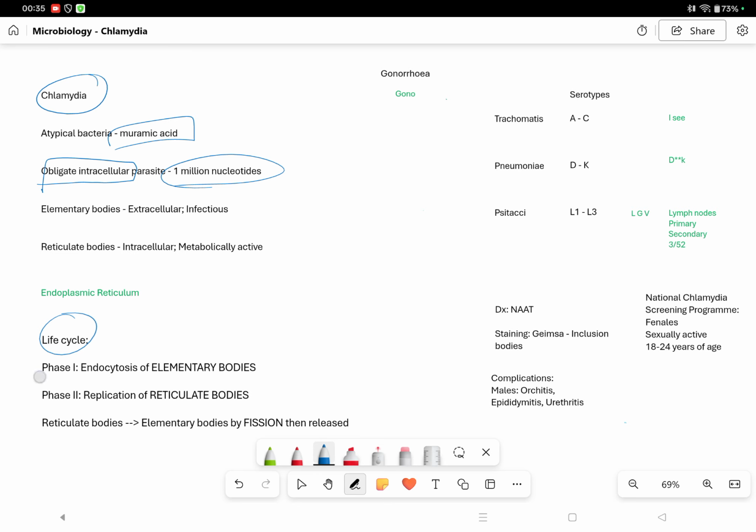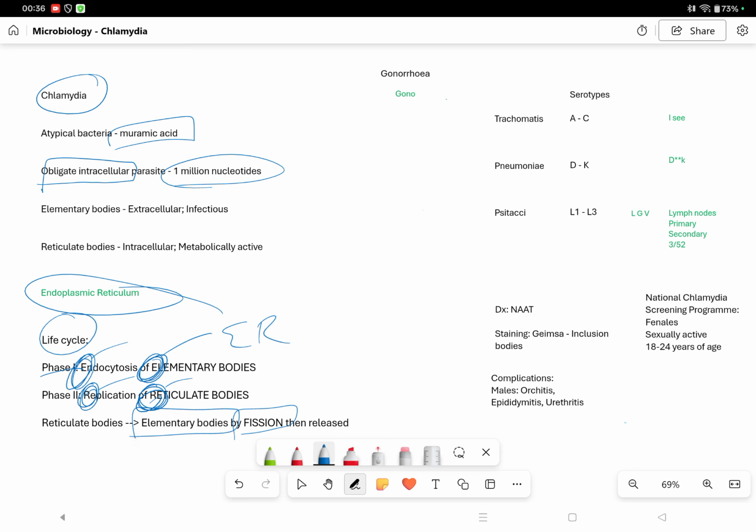In the initial phase, you get endocytosis of elementary bodies, and in phase 2 you get replication of reticulate bodies. So that's your E for endocytosis of elementary bodies and replication of reticulate bodies. What is this endocytosed into? Well, it's endocytosed into the ER, as in endoplasmic reticulum. The reticulate bodies undergo fission and replicate into elementary bodies, which are then released back out.